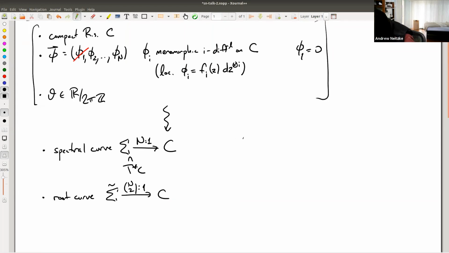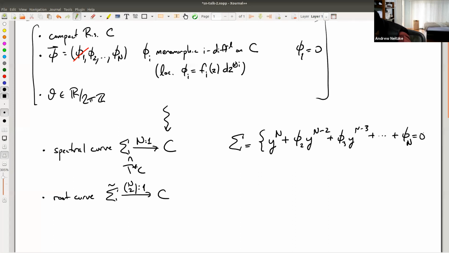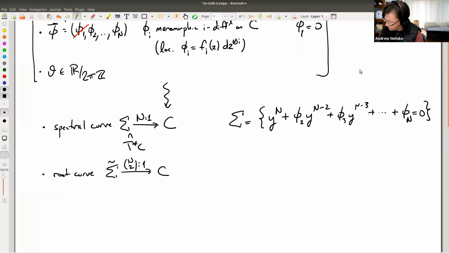Maybe I'll write the equation of the spectral curve just to remind you. It is a polynomial equation of degree n whose coefficients are these phi's. So y to the n plus phi 2 y to the n minus 2 plus phi 3 y to the n minus 3, down to phi n, is 0. That's the equation defining this spectral curve. And we had this other auxiliary gadget that we called the root curve.